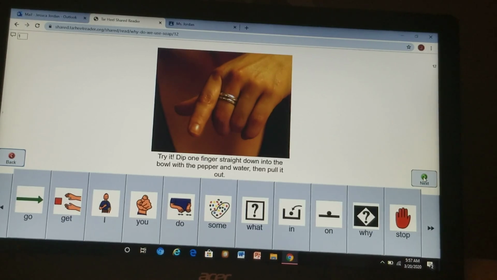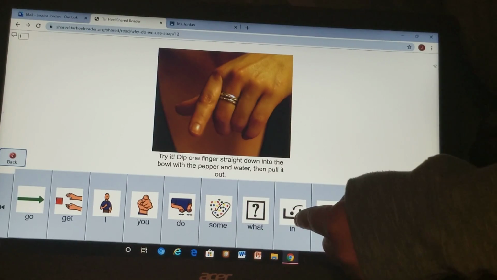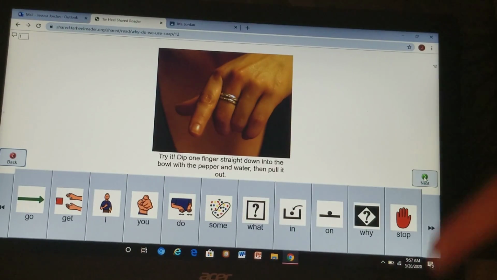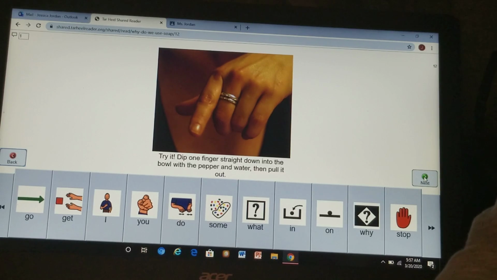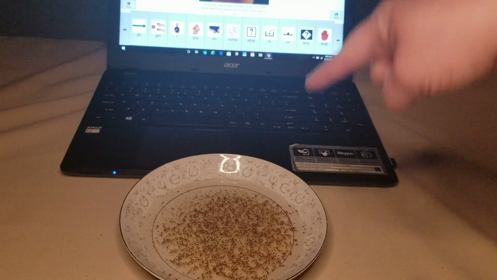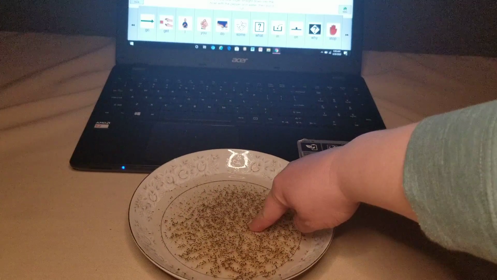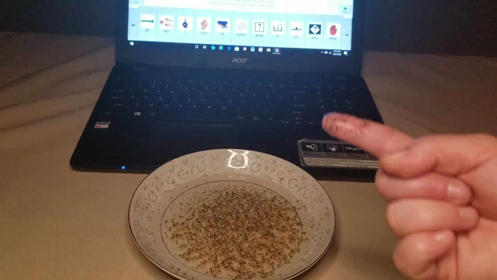Try it. Dip one finger straight down in the bowl with the pepper and water. Then pull it out. So we're going to stick our finger in the bowl and then pull it out. We are going to dip one finger in the bowl and we're going to pull it out.